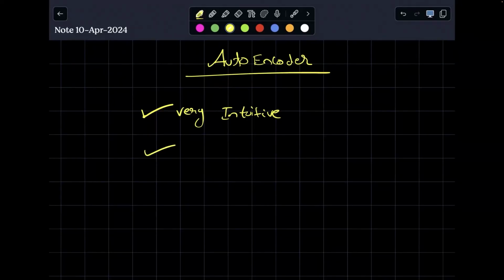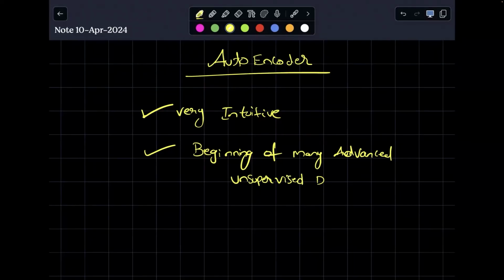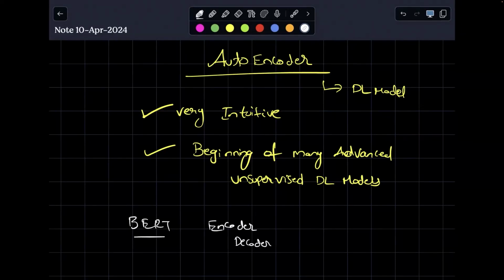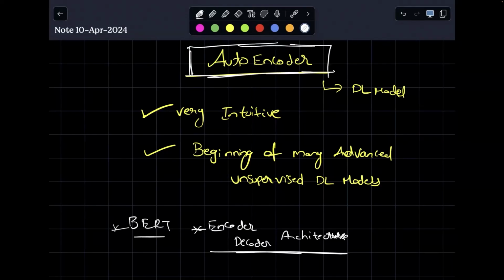The second important point is that this is the beginning of many advanced unsupervised deep learning models. This is obviously a deep learning model only, but there are many advanced ones. You might have heard these terms, BERT, encoder decoder architecture, if you read blogs regularly. These are all advanced from this one. Everything keeps evolving from one model to another, and that's what happened.